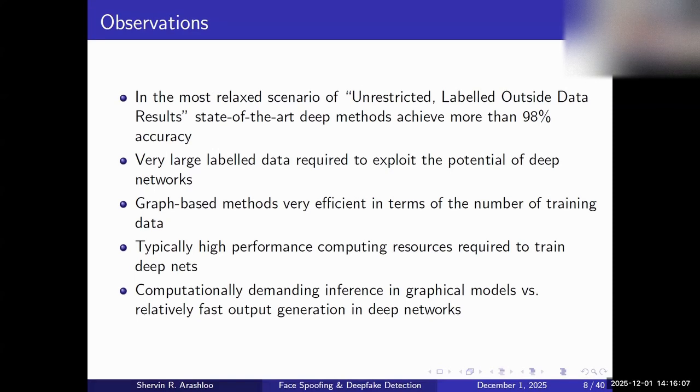So the summary is, when we have access to large amounts of data, then deep learning methods can achieve 98 or, as I just mentioned, even more than 99% accuracy. But when there is a limited amount of data, these graph matching methods can be used, even using a single sample of the subject. So this is the summary of the first part. If there are any questions, I would be happy to take them.